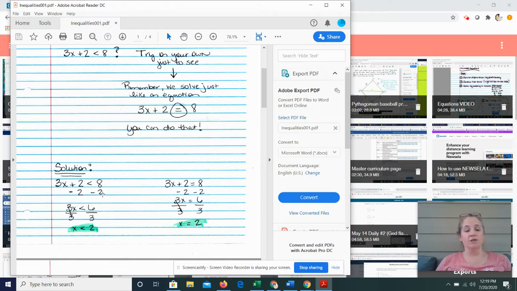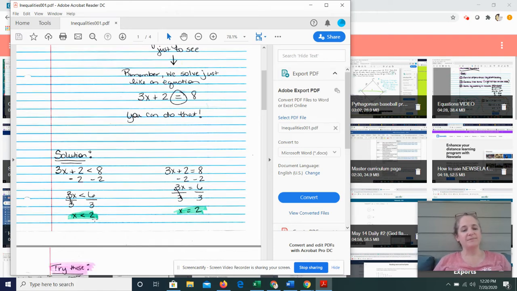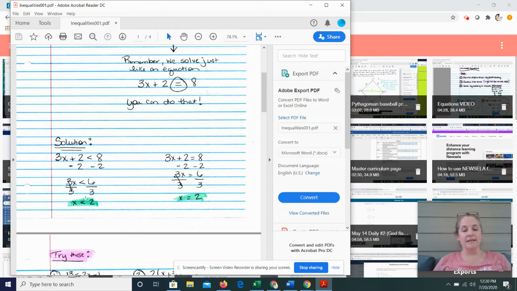Remember, if you do it to one side, you do it to the other. That's the same, even though this is an inequality. So that leaves us 3x is less than 6. Over here, 3x equals 6. To get x by itself, that means 3 times x. The opposite of multiplying is dividing, so we're going to divide both sides by 3. That leaves us x is less than 2. So 6 divided by 3 is 2. You just bring this straight down, okay?